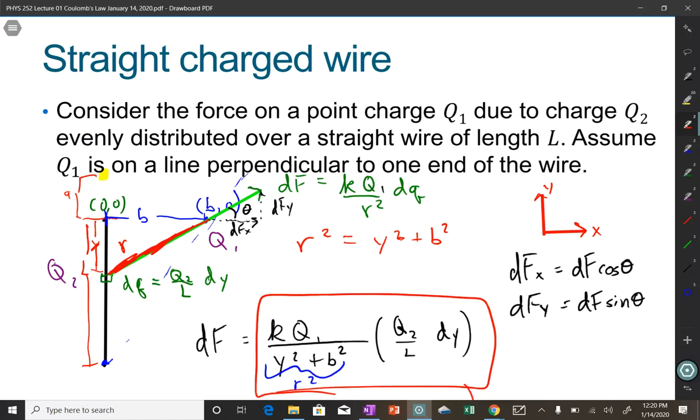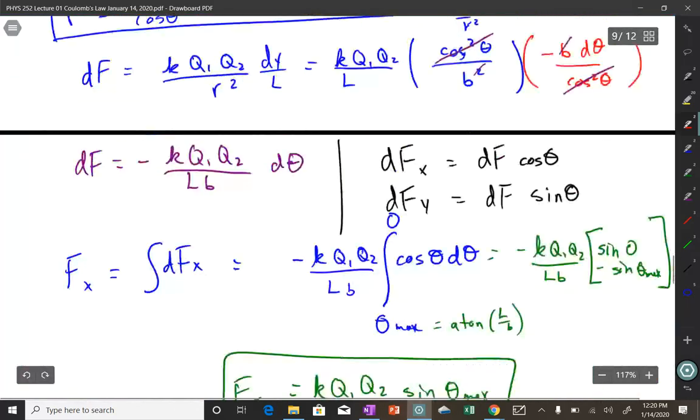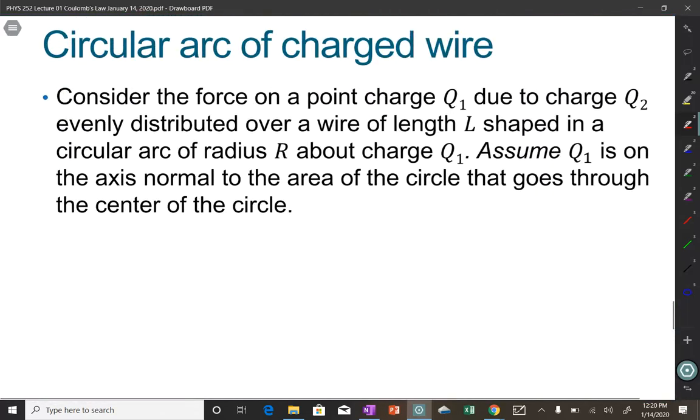If you can do this one, you should be able to do that one. I want to start with the harder one and let you do the easier one rather than do the easier one and let you do the harder one. Okay, we're out of time. Will we be going over this for the next couple of weeks? No, next class period I will probably do a second example, which is a circular arc of charged wire, and then we'll be going on to Gauss's law.